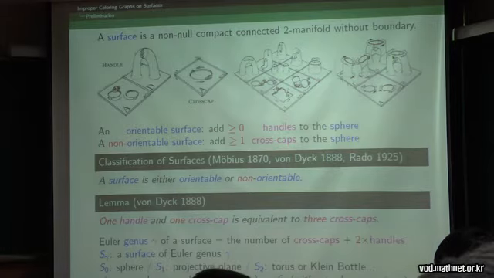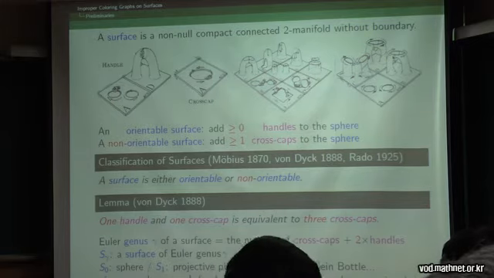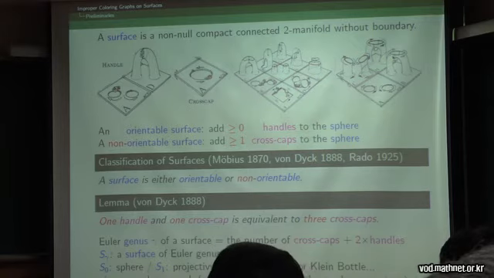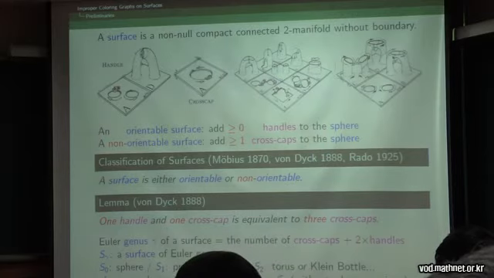So, for example, if you give me some number 5, then there's going to be 3, maybe 4 types, right? There's going to be one surface where you add 5 crosscaps. This will have Euler genus 5. There's going to be a surface where you add 3 crosscaps and 1 handle. This will also have Euler genus 5. And there's going to be one where you have 1 crosscap and 2 handles. This will also have Euler genus 5. Okay. So this is what a surface is, right?